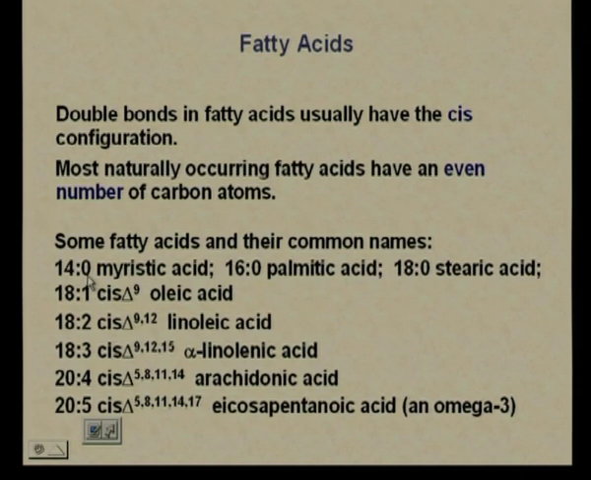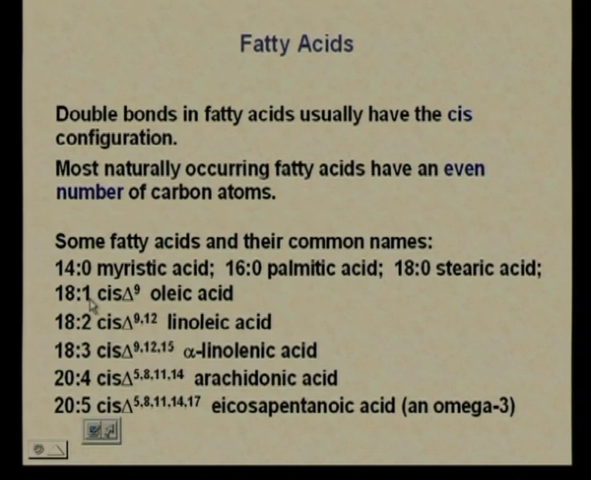Now, if we look at just some fatty acids and their common names, 14:0 is myristic acid. So, these are all the delta configurations. You should be able to write what myristic acid is. It is just a hydrocarbon chain with 14 carbon atoms. And we do not need a numbering in this case obviously, because there are no double bonds. So, we have myristic acid, palmitic acid, stearic acid. Then we go to oleic acid.